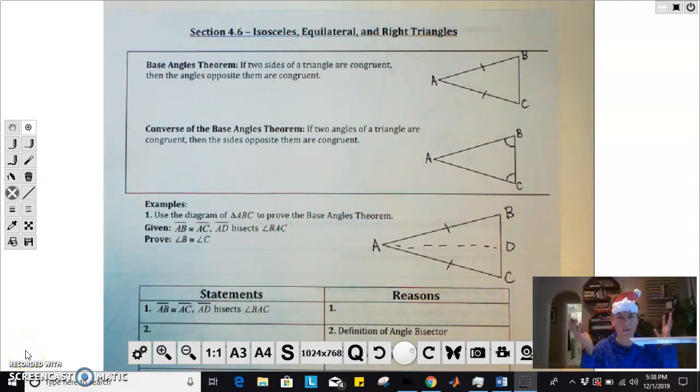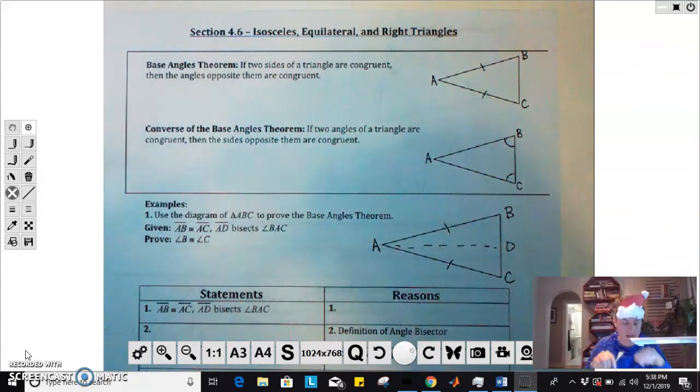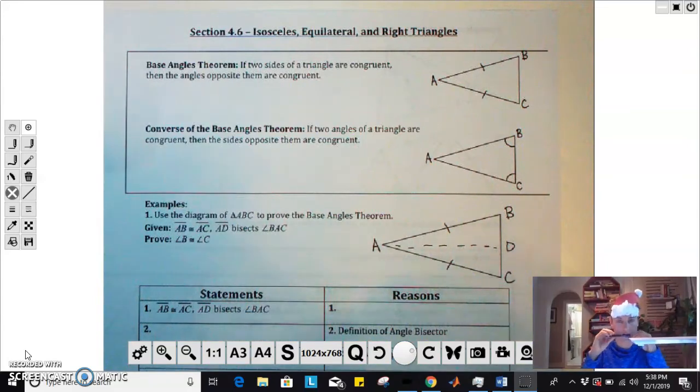What's up, scholars? All right, last time we talked about proving parts of triangles are congruent if we know those triangles are congruent. This time we're going to talk about some really special aspects of special types of triangles, like isosceles and equilateral and right triangles.